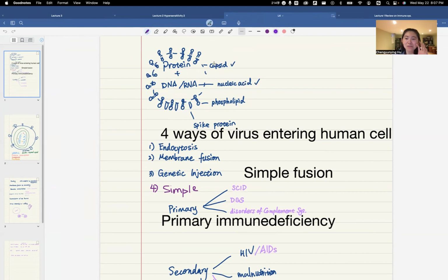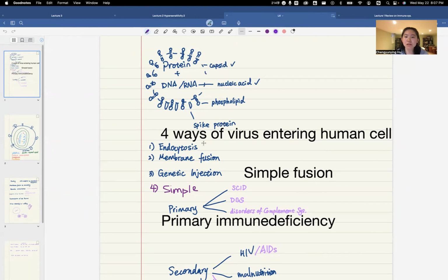The virus has different gadgets, if you will. So there is the DNA inside, the nucleic acid, and around it it has a capsid, and some fancy virus has phospholipid and others have spike protein. So the most basic virus has capsid and nucleic acid. So DNA inside and the cover outside. That makes a basic virus.